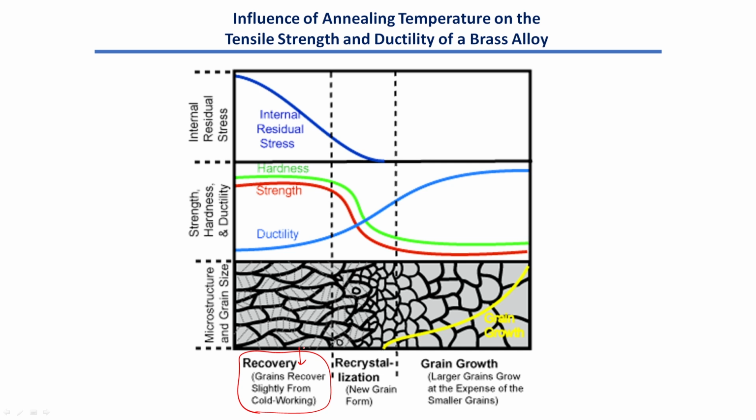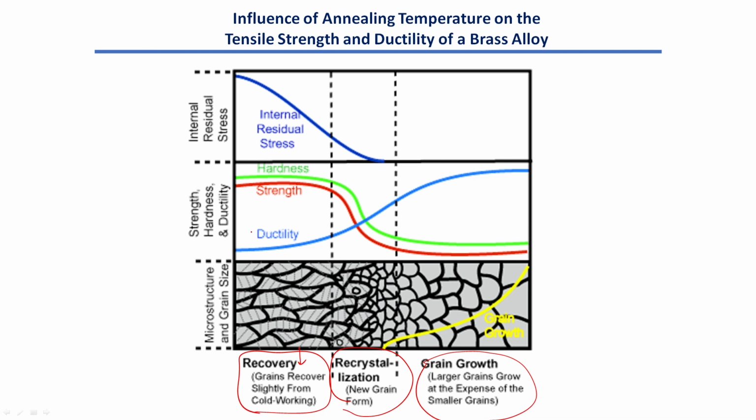Now if you heat further, new strain free grains will form instead of the grains which have a lot of defects. New strain free grains will form, that is called recrystallization. You can see there, that is called recrystallization. That normally happens at almost half of the melting temperature of the material, whether it is an alloy or pure metal does not matter. Now if you still keep heating, it will lead to grain growth. These new grains will grow and they will become bigger. So as you can see, this is the microstructure evolution that is going to happen.